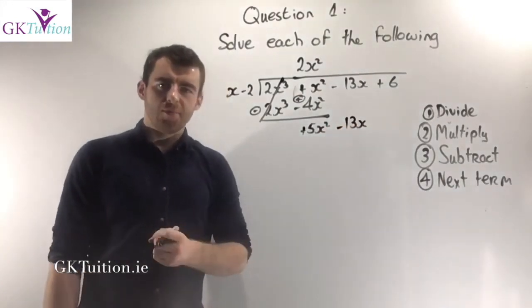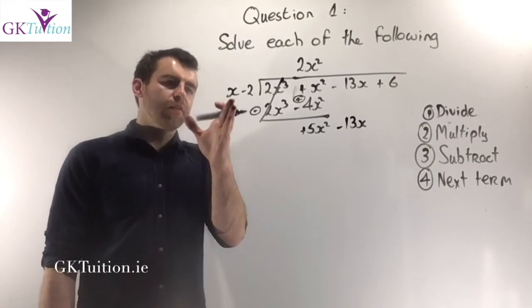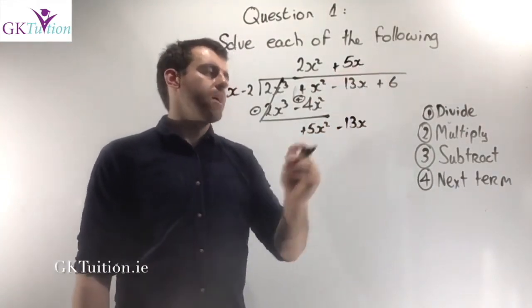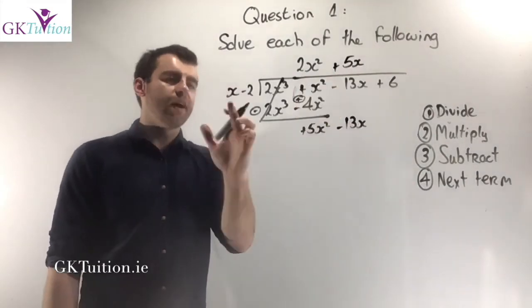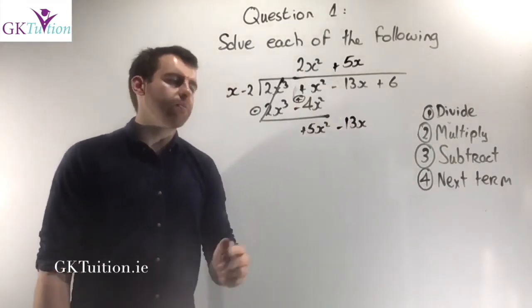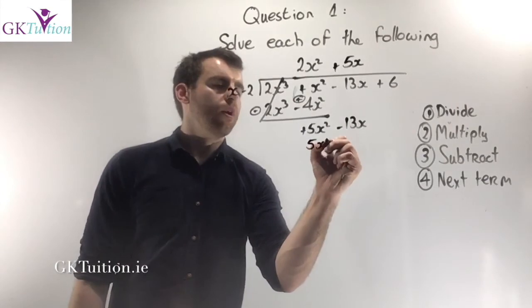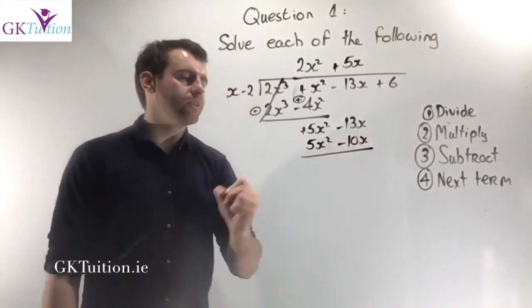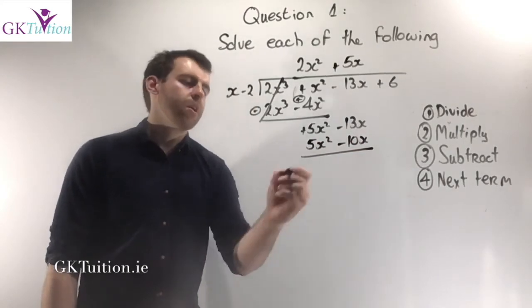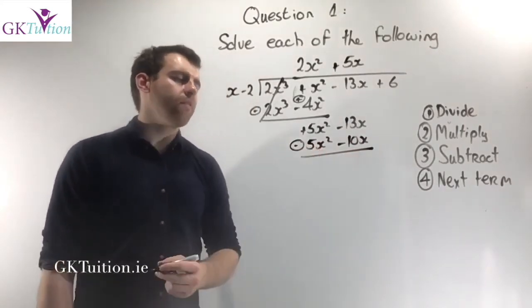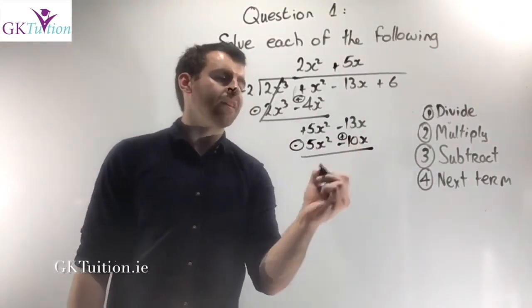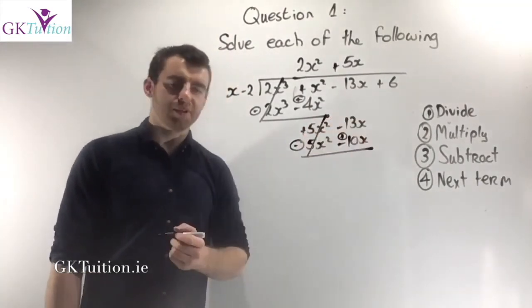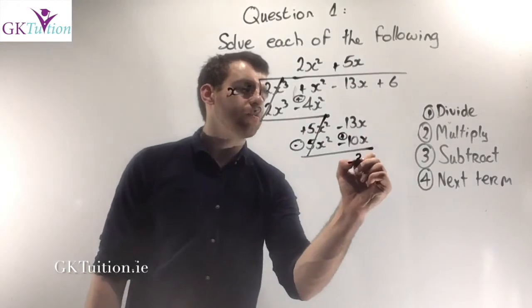And now I'm just going to start my process all over again. I'm going to divide x into 5x squared and it gives me 5x. And then I'm going to multiply 5x by each of these. 5x by x is 5x squared, while 5x by minus 2 is minus 10x. My third step is I need to change my signs. So this is going to become a minus 5x squared and a plus 10x. The x squareds will cancel and I have minus 13x plus 10x, which gives me minus 3x.